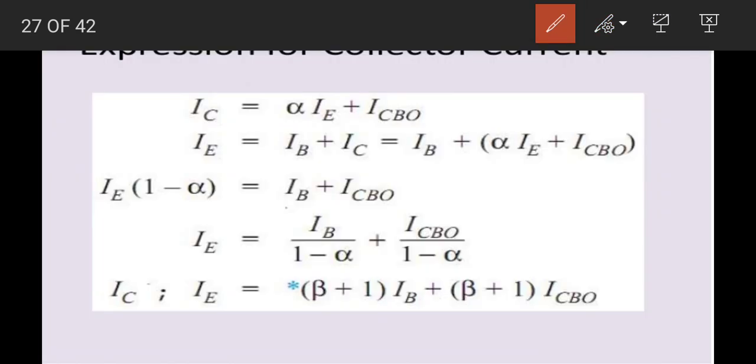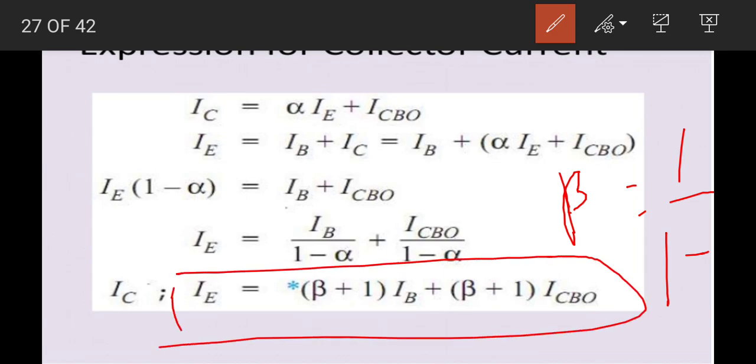What is meant by beta? Beta is equal to 1 upon 1 minus alpha. So this is the value of IB plus 1, and we have to multiply that. So this is the equation. ICBO is a negligible current, so we put it down here; this is the IC equation. This is a very important equation, note it down.